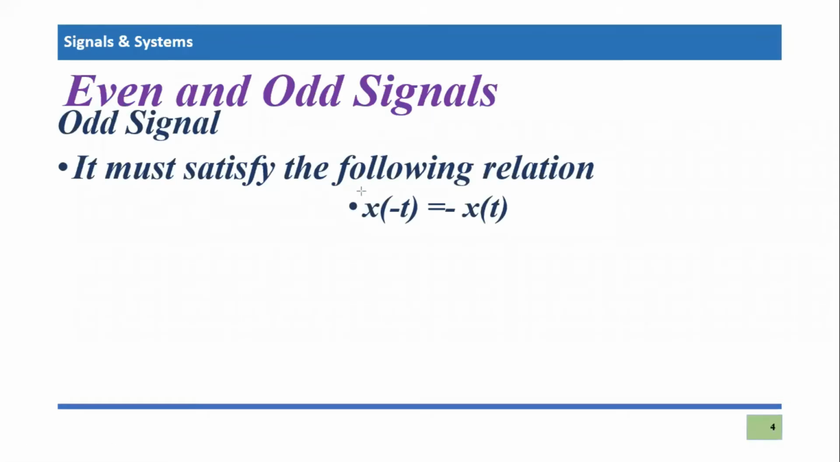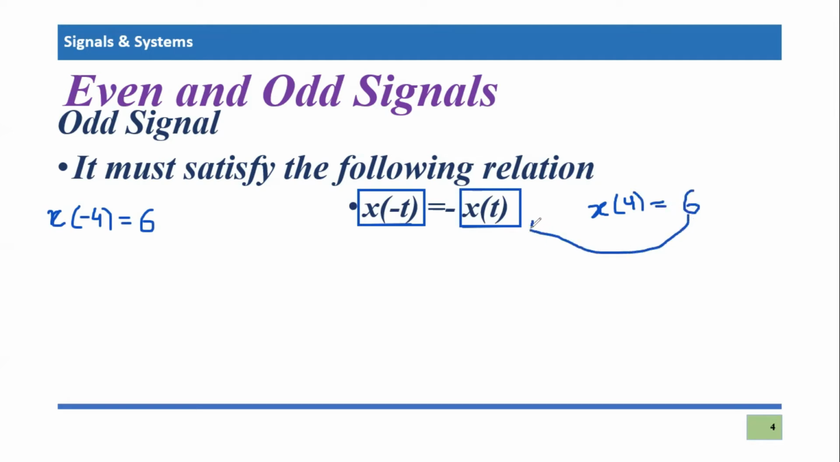The relation says x of minus t should be equal to minus times x of t. So that means we will check the signal's value at some negative index, and then we will check the signal's value at the positive index, right? Let's say I check the value of the signal at minus 4. So I choose x at minus 4, and let's say it was equal to 6. I'm just taking random values. Then I will check the value of the signal at plus 4, because it says x of minus t, and the next thing says x of t.